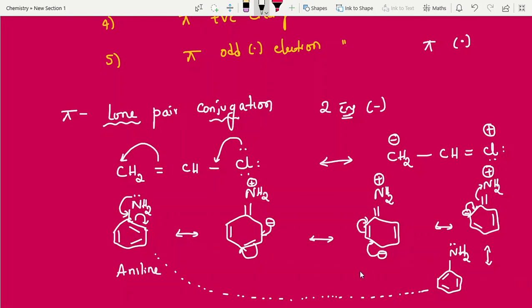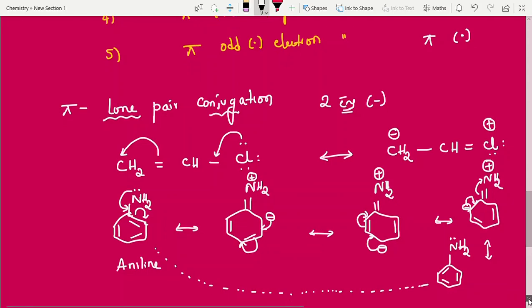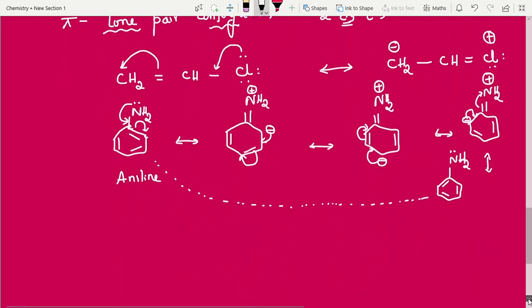This we call resonance. Due to the disturbance of pi electrons, we get these many resonating structures. These structures we call resonating structures. As I said, all possible structures are called resonating structures or canonical structures. More resonating structures, more stable. Clear, students? Now next one.